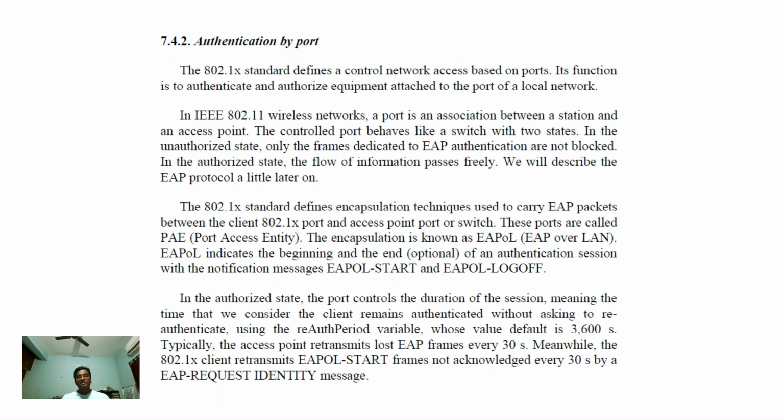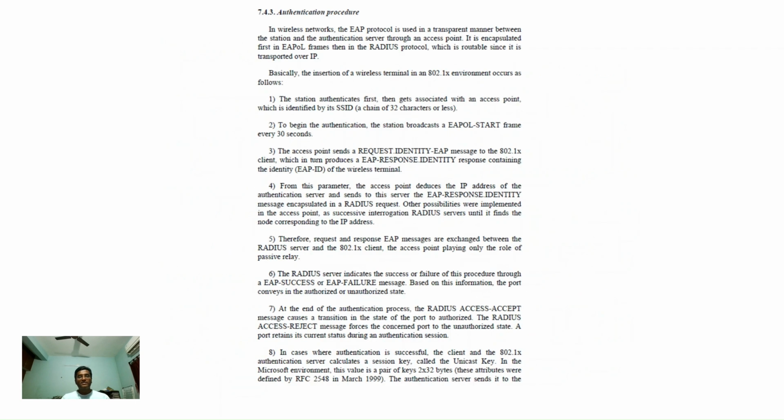The access point retransmits the lost EAP frames every 30 seconds. So whenever an EAP frame is lost, the access point will retransmit it every 30 seconds. Now the authentication procedure: to begin the authentication, the station broadcasts a start signal, then the access point sends a request identity. From this parameter, the access point deduces the identity, and the request and the response are exchanged in RADIUS. The RADIUS server indicates the success or failure of the procedure. At the end of the authentication procedure, the RADIUS access message causes a transition in the state. So this is how the transmission takes place.